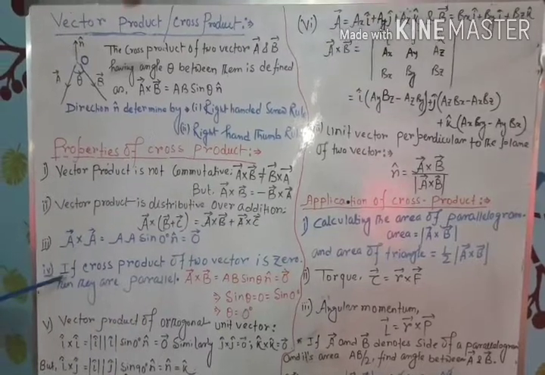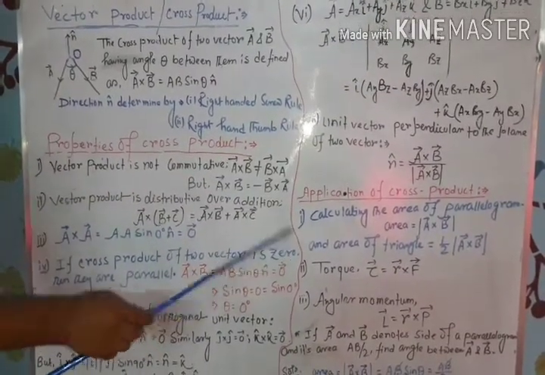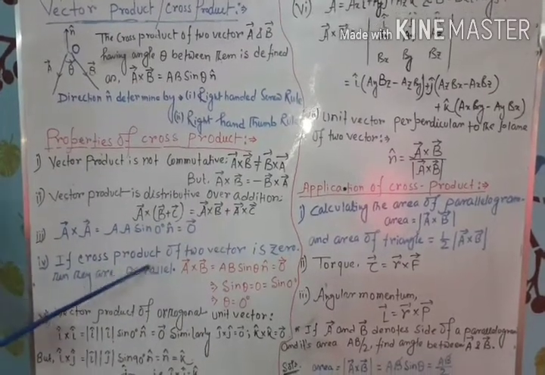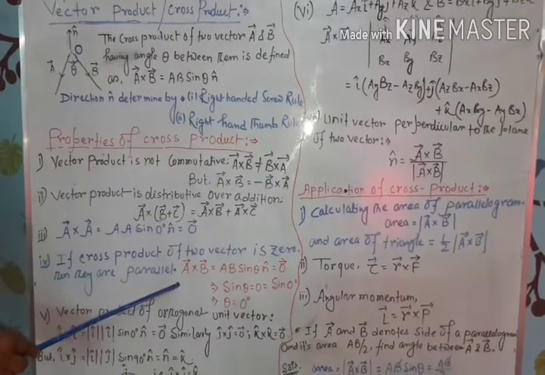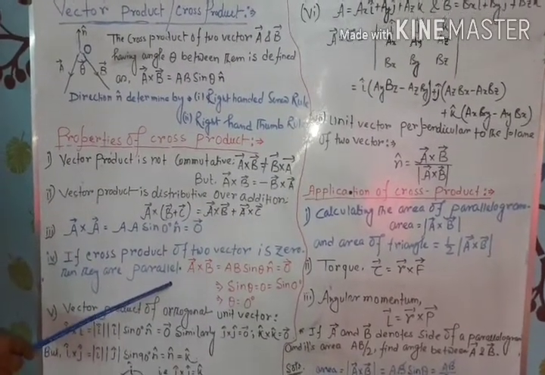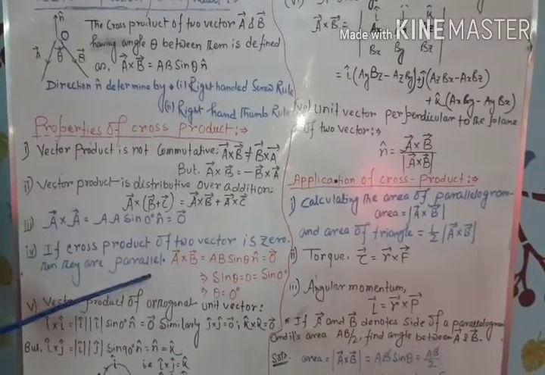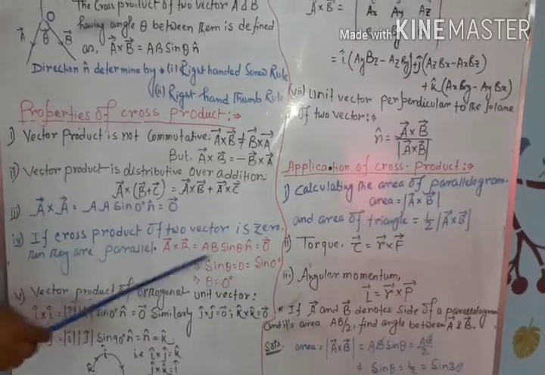Next, if the cross product of two vectors is 0, then we can say the two vectors are parallel. This is very important for numerical purposes. Whenever the cross product of two vectors is 0, then we can say that the two vectors are parallel to each other. Here is the proof of this statement.